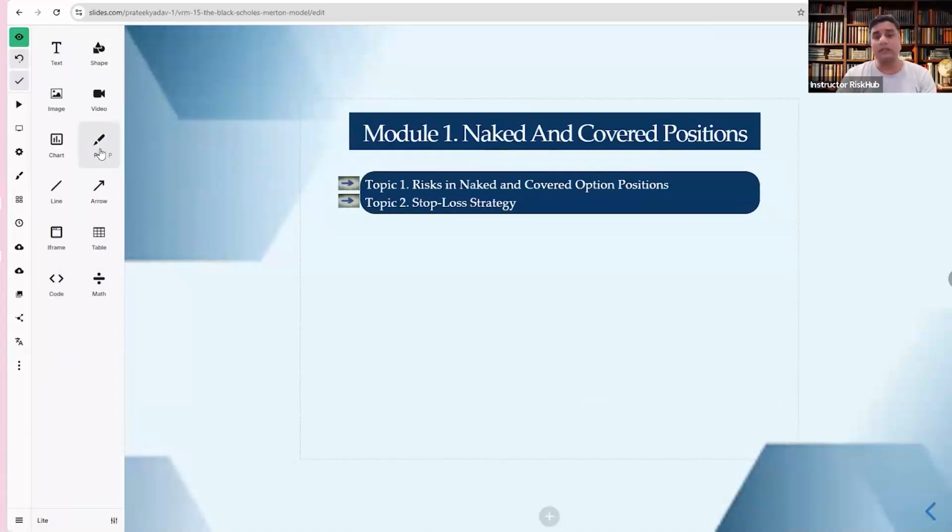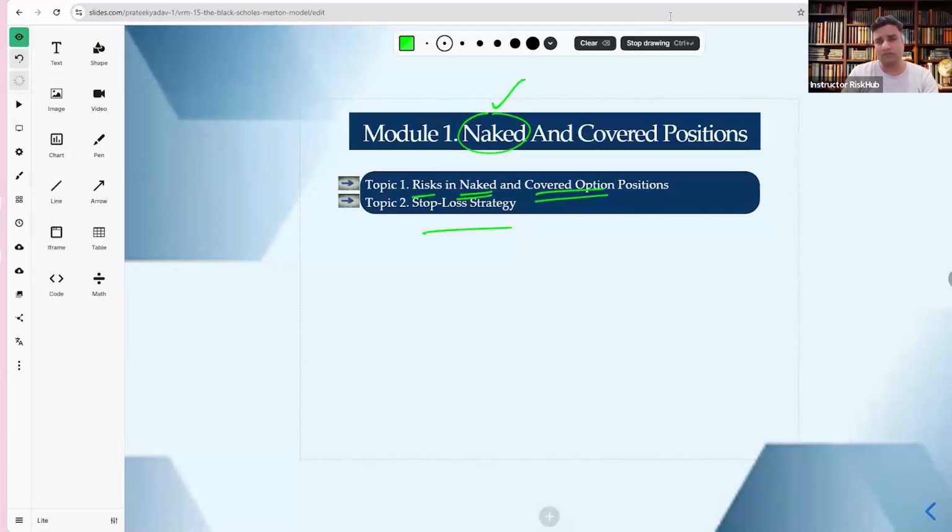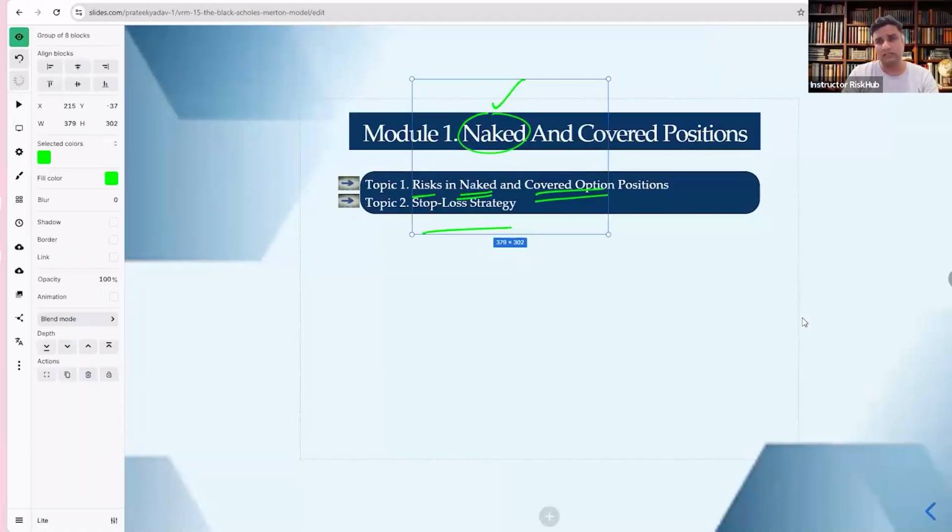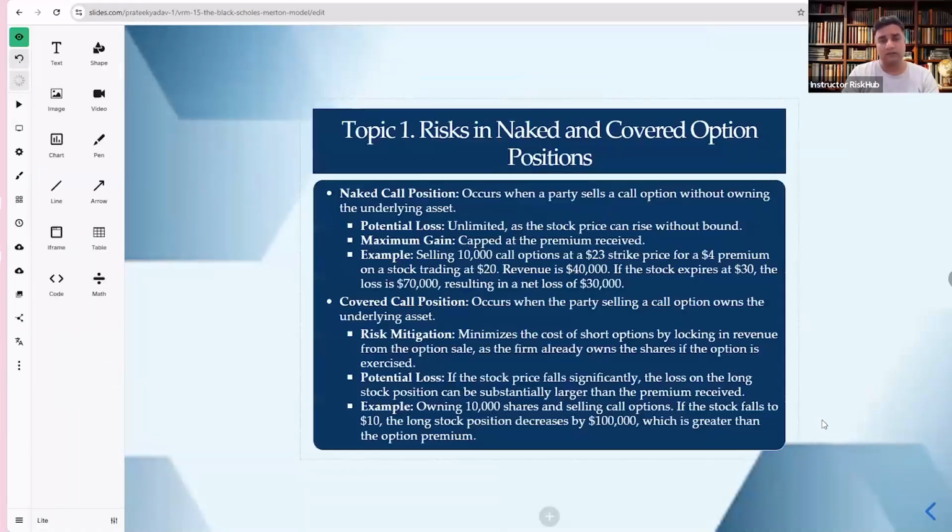Okay, now we are talking about naked and covered positions. Naked means you are basically without any clothes, right? And without any clothes means without any risk management in place. So what are the risks in positions which are without any risk management? And covered means positions covered by risk management and a stop loss strategy, a little bit of hedging going on here. So this is the risk in naked positions.